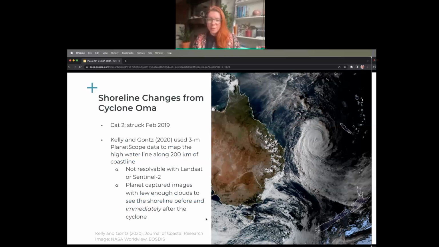This is another example from some folks at Scripps that were using our data to look at the changes in shorelines from Cyclone Oma, which struck the eastern coast of Australia in February of 2019. Obviously, in a situation like this, it's really difficult to capture imagery because there are clouds in the way from something like the cyclone, but they were able to capture images with enough holes through the clouds where they could see the changes to the shoreline immediately before and after the cyclone hit.